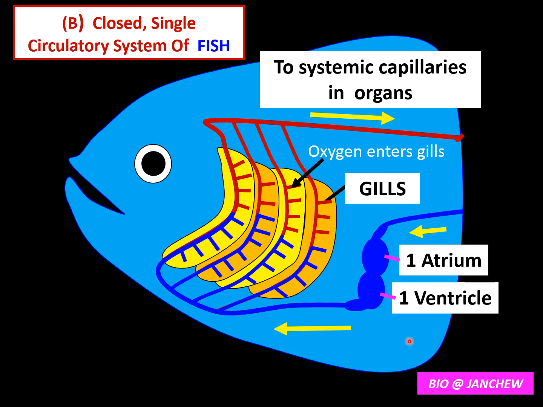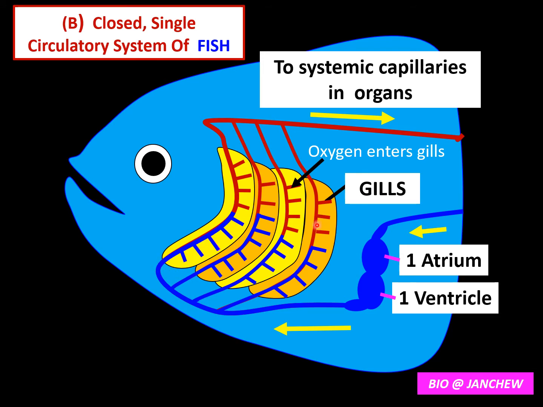Now, I've always wondered where the fish's heart is, so let's have a look at the picture of a fish from the side view. The heart is actually quite near to the gills. And here we see the atrium and the ventricle of the heart. And then this arrow shows the flow of the deoxygenated blood to the gills.